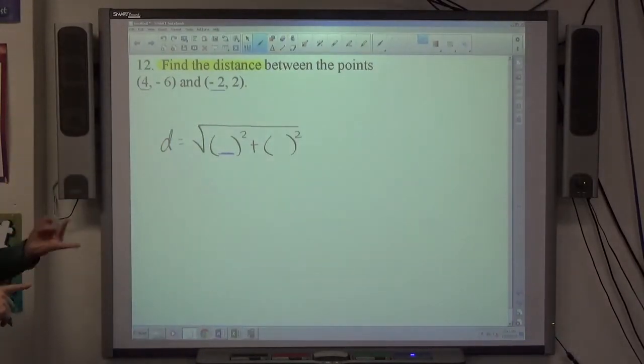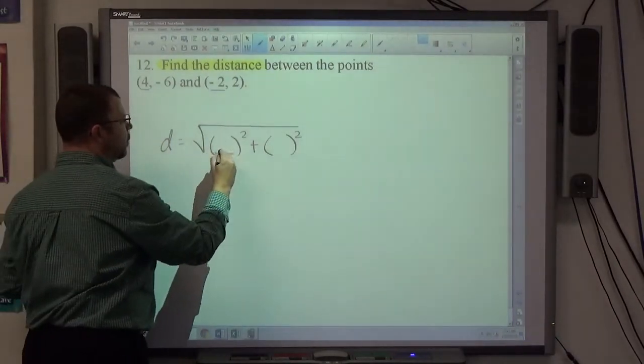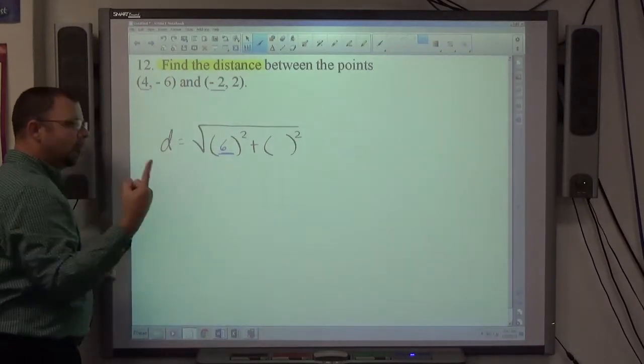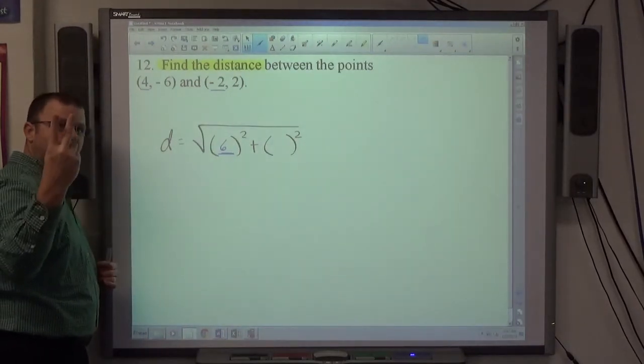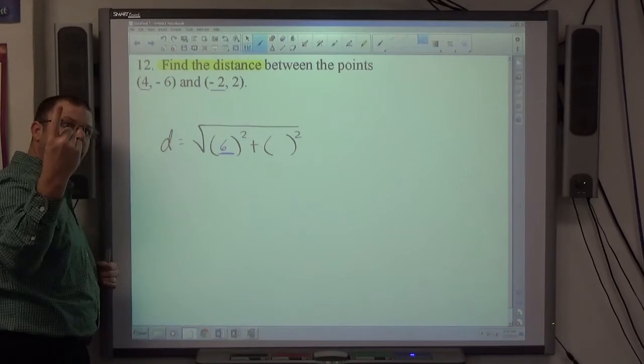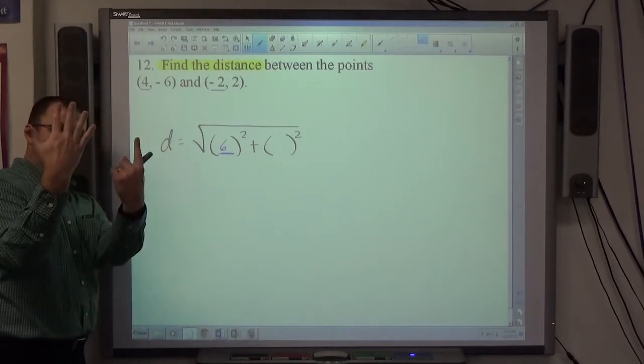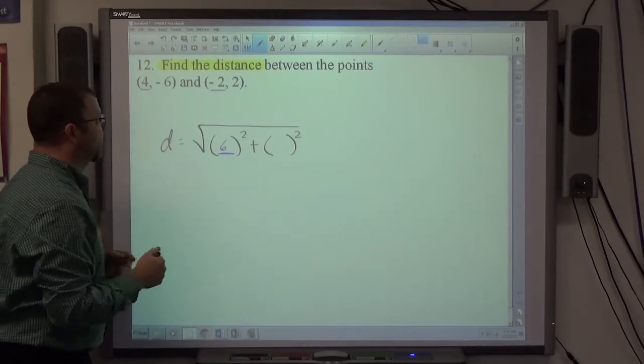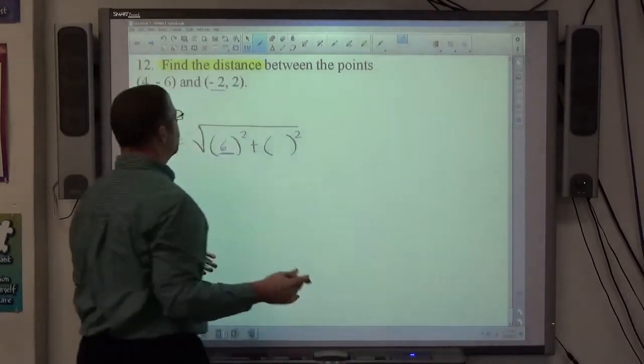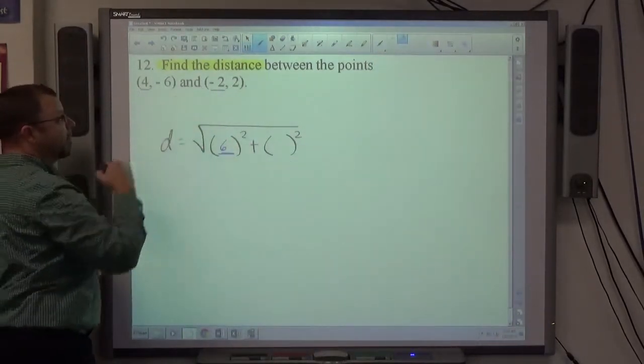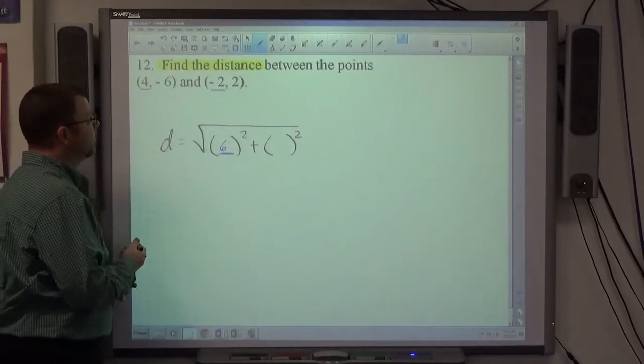So if I'm at 4 and I go to -2, I've traveled 6 spaces. And if you count it off, 4 to 3 to 2 to 1 to 0 to -1 to -2. Okay, that's counting on your fingers. You can do it that way. Or you just subtract 4 minus -2 is 4 plus 2, which is 6.